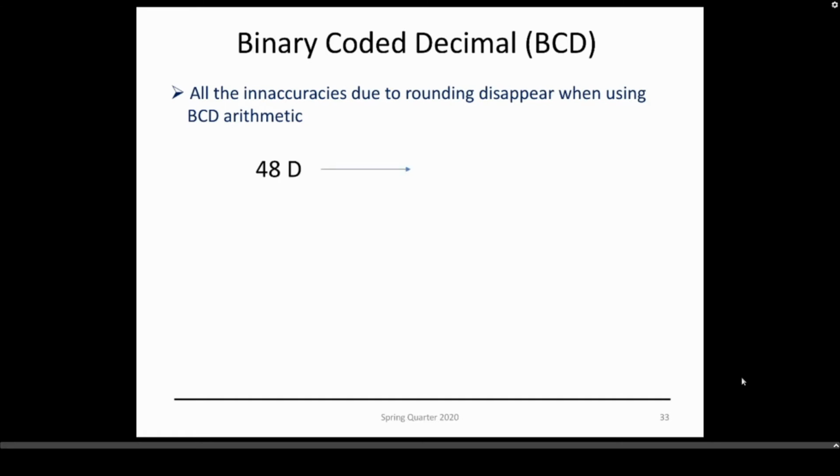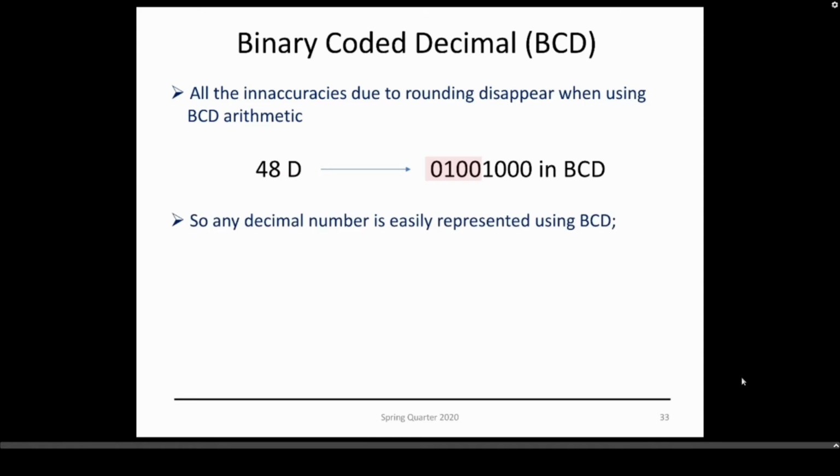If I have my 48 in decimal, I'm going to use 4 bits per decimal place. So 4 bits for my 8, 4 bits for my 4. I'm going to represent the binary number of 8 and the binary number of 4. And I get this. This is 8 over here, and this is 4. And this is the BCD representation of 48 in decimal. So any decimal number is easily represented because with 4 bits I can represent from 0 to 15. In base 10 I only have 0 to 9 on my decimal places, so I'm good.